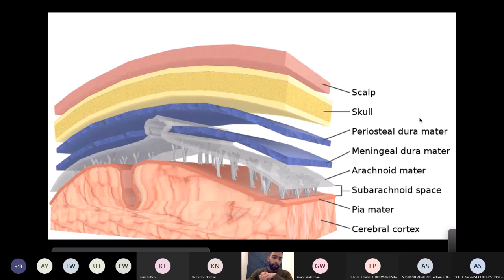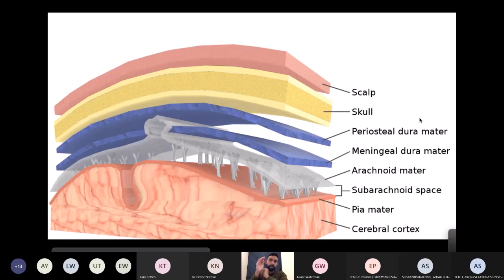I think it's very useful to think about this: you need to know the layers. If you imagine the brain being wrapped with cling film, really tightly adhered to the brain, that would be your pia mater. Above the pia mater you get a space, which we call the subarachnoid space. Then you get your arachnoid and dura mater, which are really, really tightly bound onto each other. And then your dura mater is what's adhered to the skull.